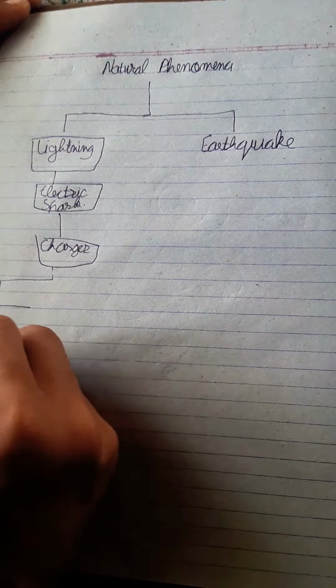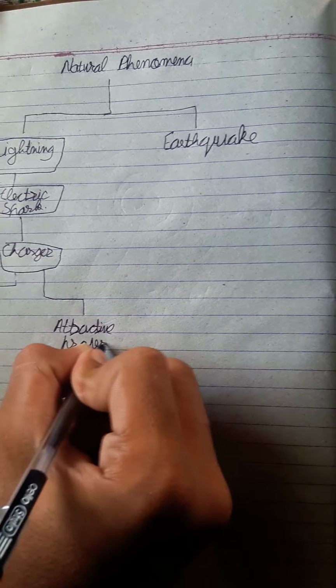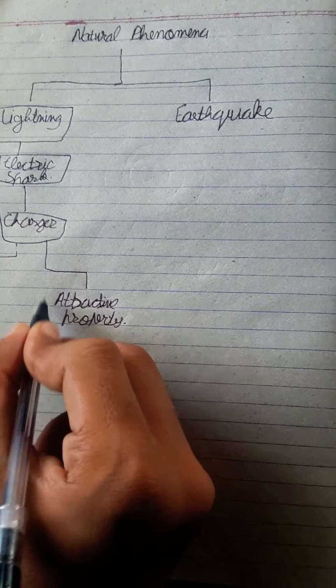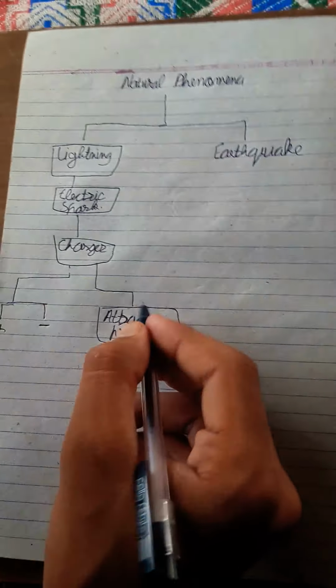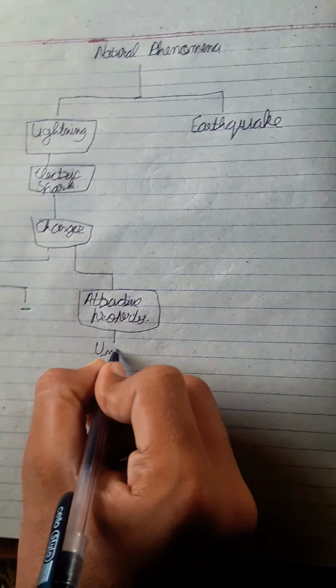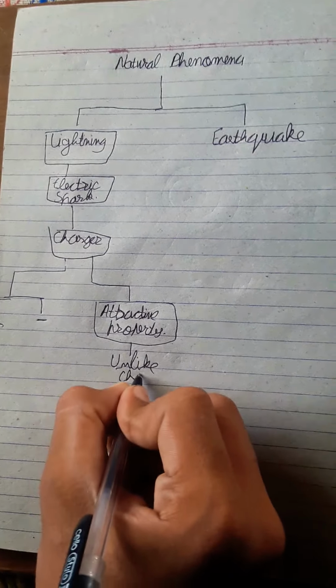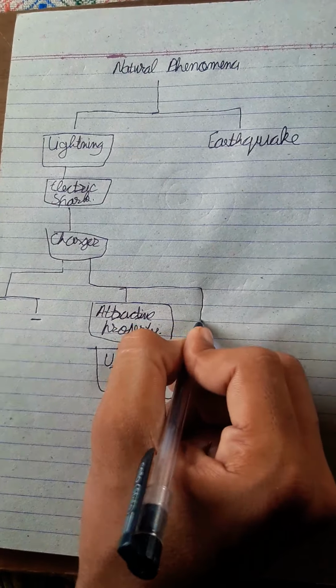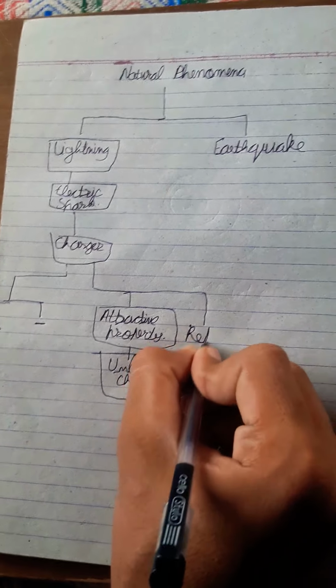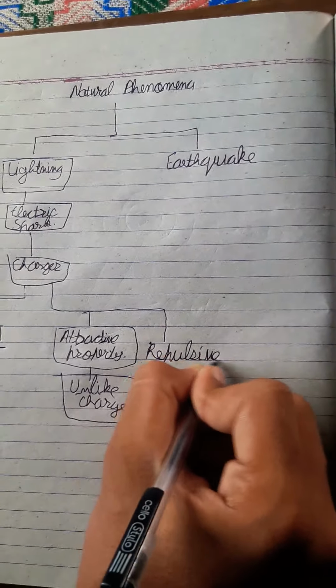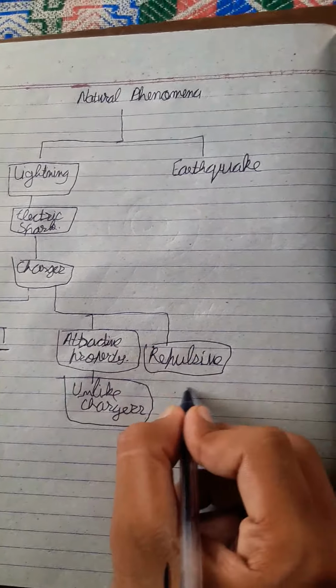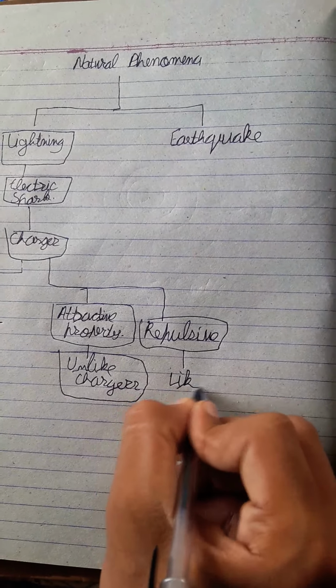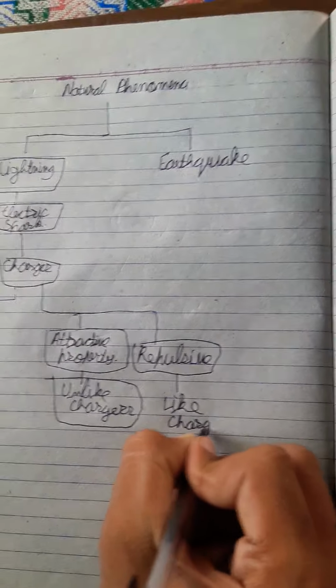First is the attractive property. It is shown by unlike charges. And the second property is called the repulsive property. Repulsive property is shown by like charges.